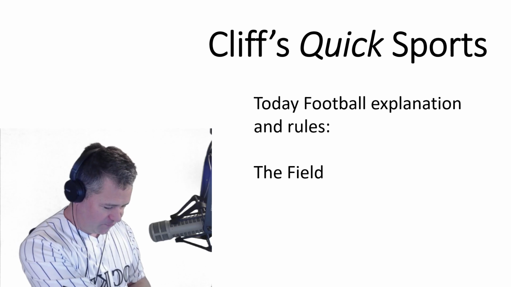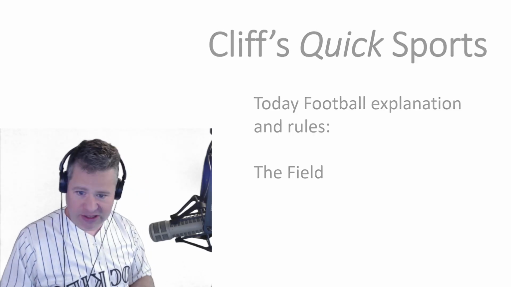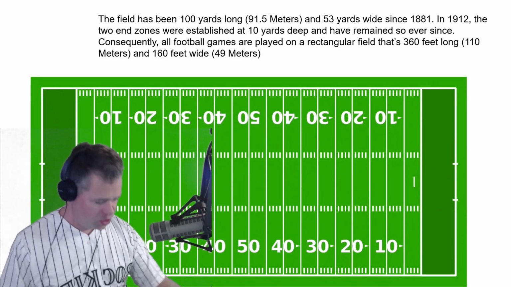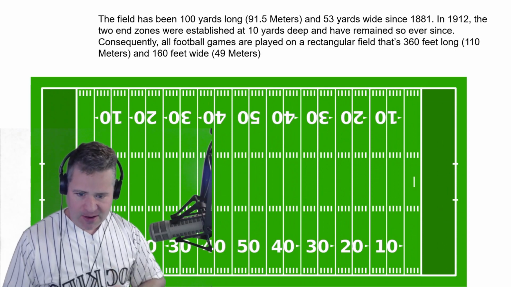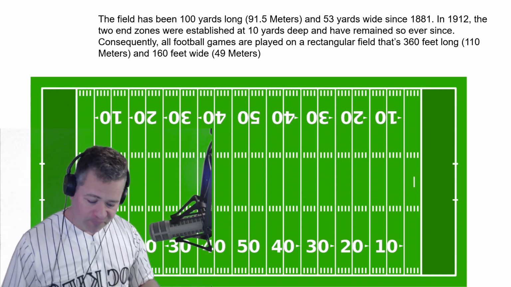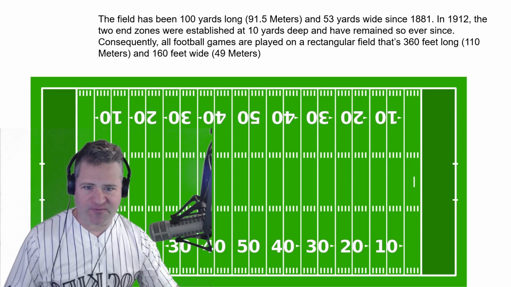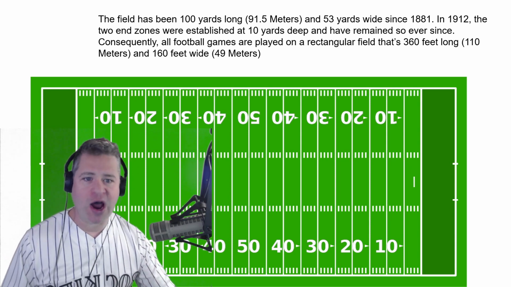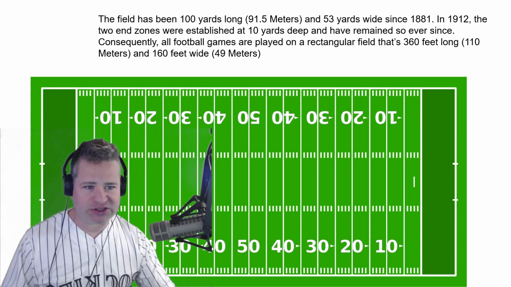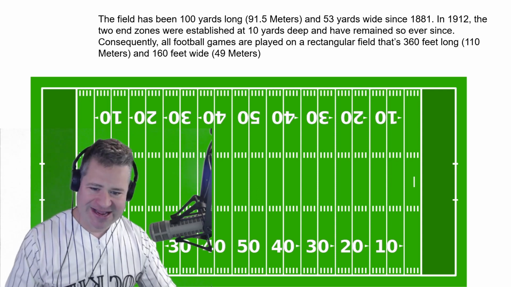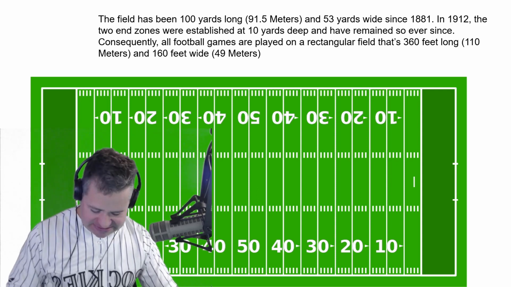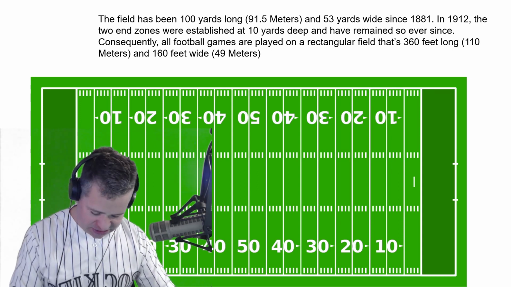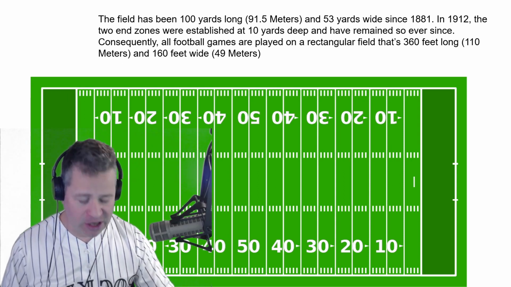The field in the American football game, what folks in the rest of the world call football. In America, we call it soccer, but American football is what we call football. All right, we're going to start with the field. It has a whole lot of markings on it. It's 100 yards long, about 91 meters, and 53 yards wide, and it's been that way since 1881. That did change in 1912 when end zones were established at 10 yards deep.